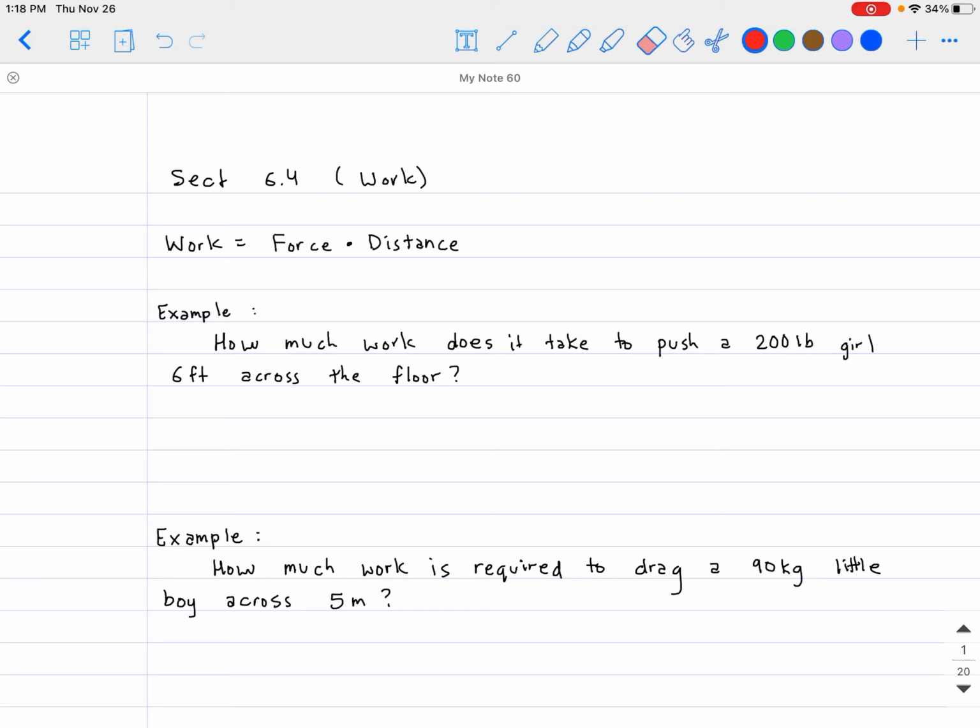Today in calculus, we will be looking at work. So this is more of the physics part of calculus. Hopefully, it'll be just a little bit different change of pace, if anything.